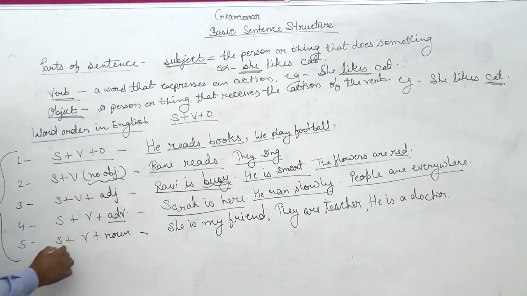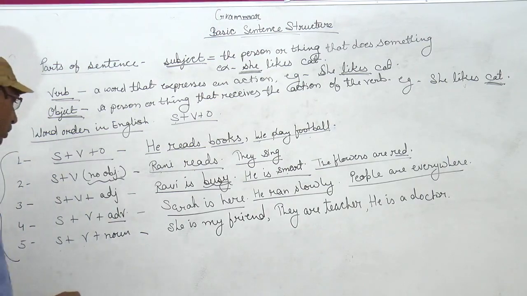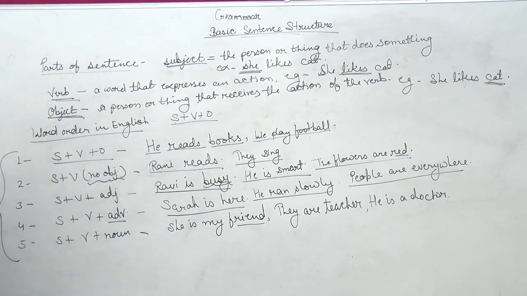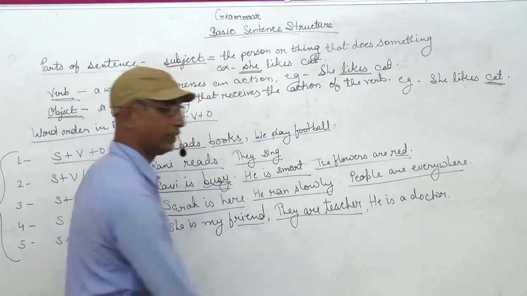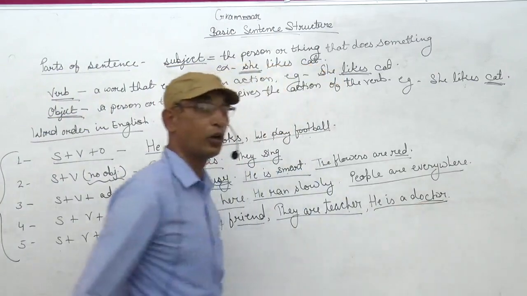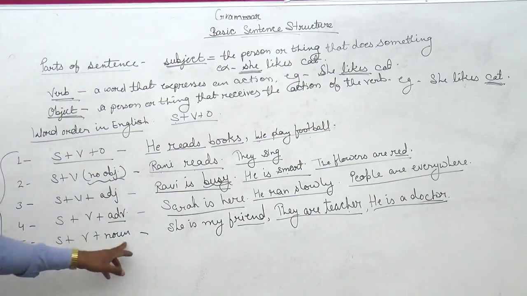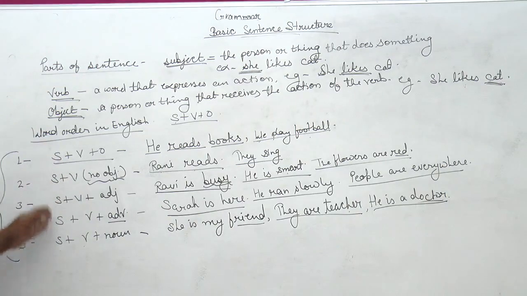Next is fifth, subject plus verb plus noun. As we know, the name of a person, place or thing is a noun. For example, she is my friend. Here friend is a noun. They are teachers. Teacher is again a noun. He is a doctor. Here the word doctor is again a noun. So this is the fifth structure, subject, then verb, then noun. These sentences follow this structure. So these are the basic 5 structures of the sentences.